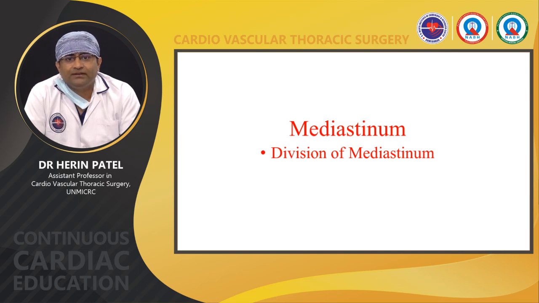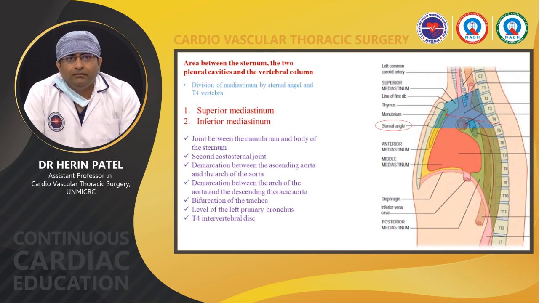So I will start with the mediastinum, its division and the related structures. The mediastinum is an area between the sternum and the two pleural cavities, and posteriorly the vertebral column. The division of the mediastinum is by the sternal angle and the fourth vertebra. Here you can see the sternal angle. The sternal angle is also known as the angle of Louis, or the manubriosternal angle. Posteriorly, the fourth vertebra divides the mediastinum into superior and inferior mediastinum.